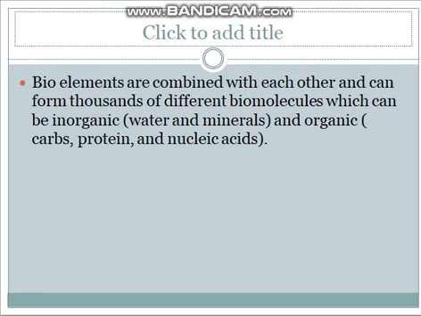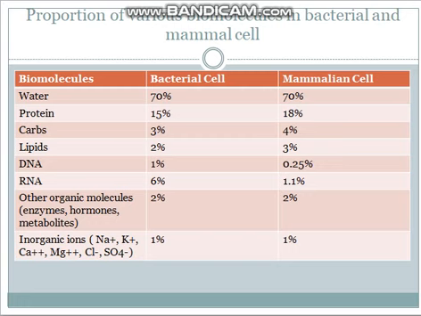Bioelements are combined with each other and can form thousands of different biomolecules, which can be inorganic and organic, carbs, proteins, and nucleic acids. Let me show you the proportion of various biomolecules in bacterial and mammalian cells. So we've got water, that's 70% in both kind of cells. Protein is 15% in bacterial cells and 18% in mammalian cells. Carbs and lipids and RNA and DNA, other organic molecules, and organic ions, is just to give you a little overview.